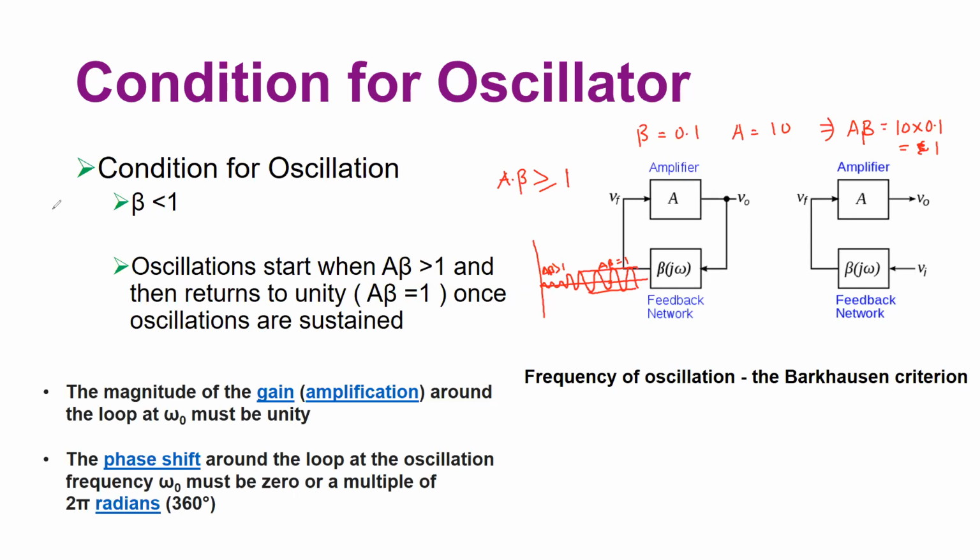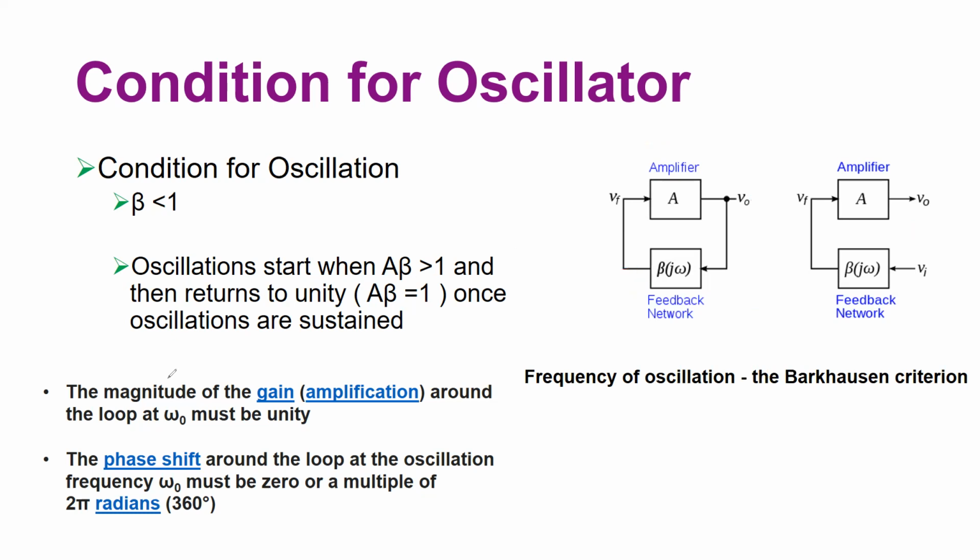Now you can write an expression when you break the loop here. You can see that your VO is equal to A times VF, and VF is beta times VO. So VO is equal to A times beta times VO, and then VO over VO is equal to A times beta, so A times beta is equal to 1. That's what we are saying. You have to make sure that your oscillations are sustained.